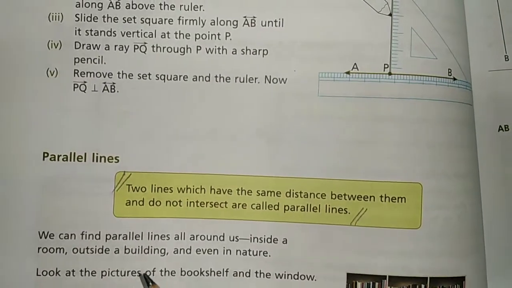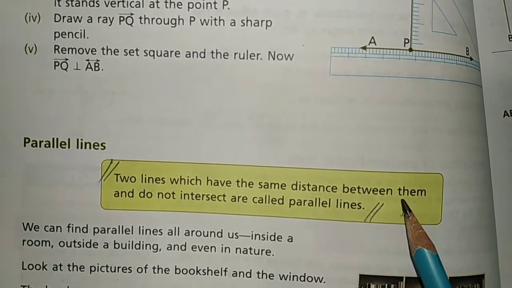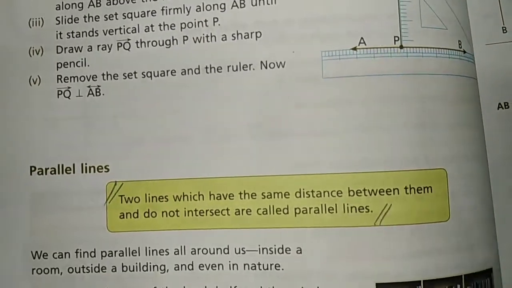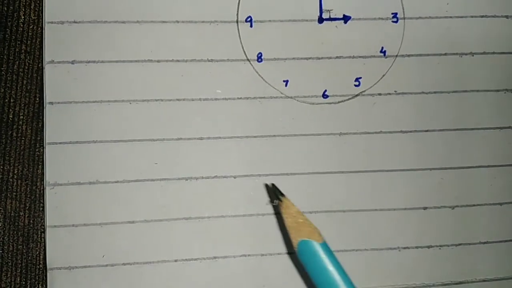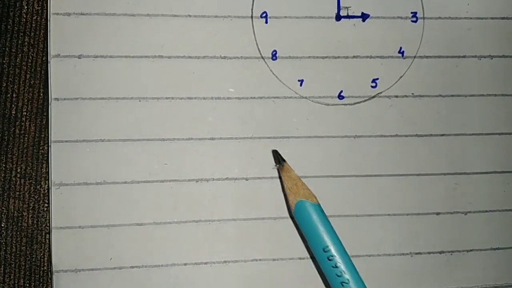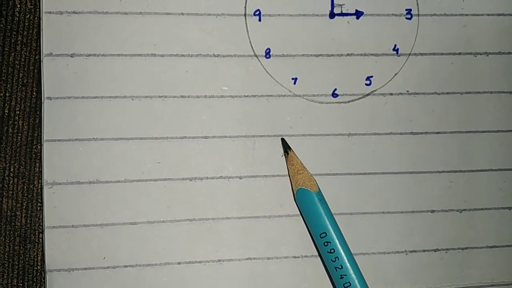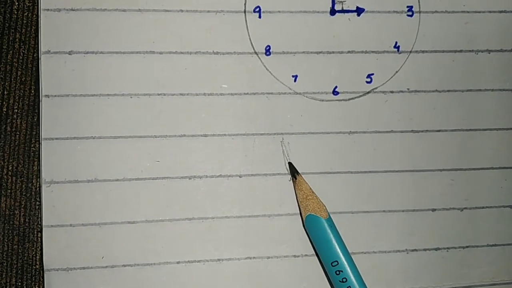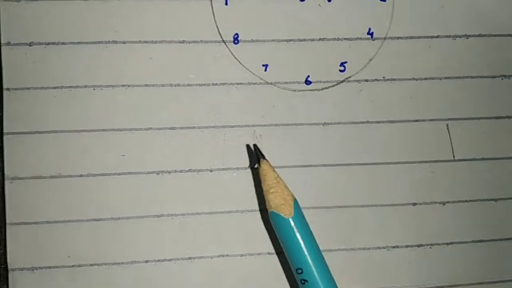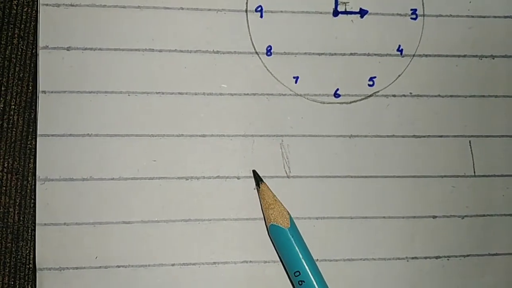Now we have to study parallel lines. Two lines which have the same distance between them and do not intersect are called parallel lines. So students, as you see the two lines on the register, these two lines have the same distance throughout. For example, this distance is 0.2 centimeter, so here is also 0.2 centimeter. So there is an equal distance throughout the lines and these lines never intersect.